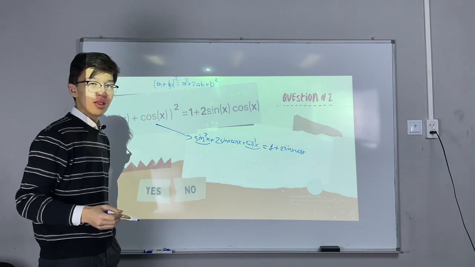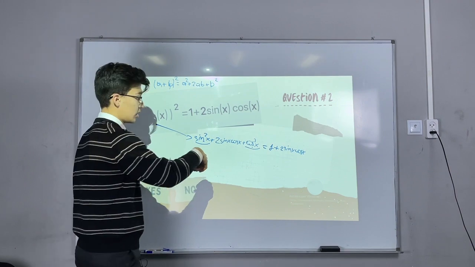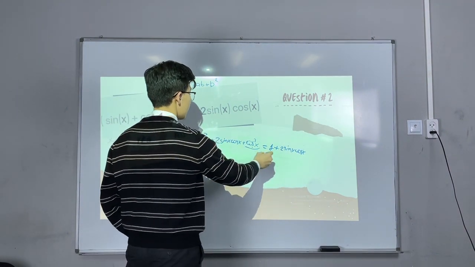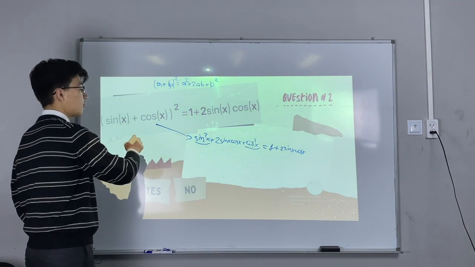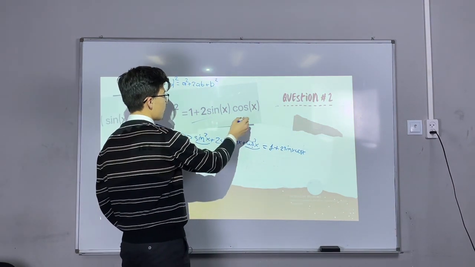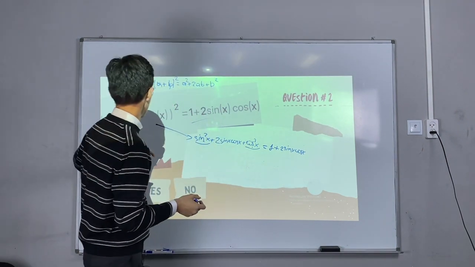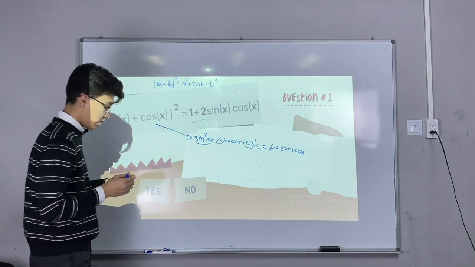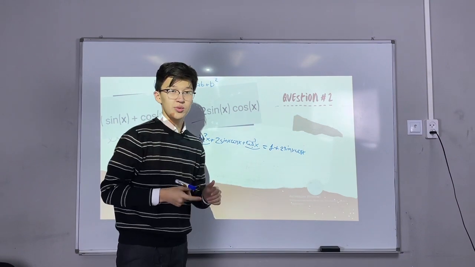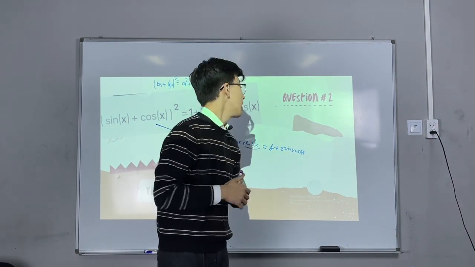Here you can see that our left side of the equation is now the same as the right side of our equation, and that's how we proved it. We showed how trigonometric identities work.